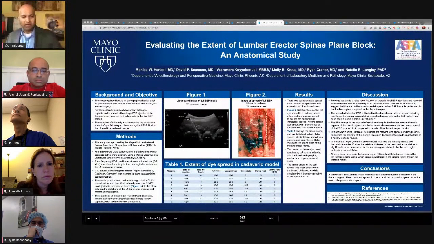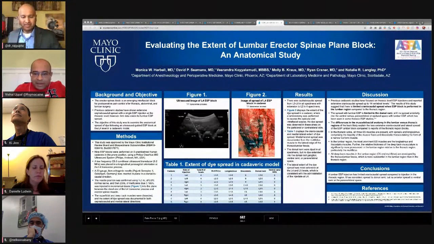Vishal, you're our erector spinae skeptic here. Let me just start with you briefly. Do you think a lumbar erector spinae block has any role whatsoever? And what do you think of this dye study? Yeah, let me unmute myself.